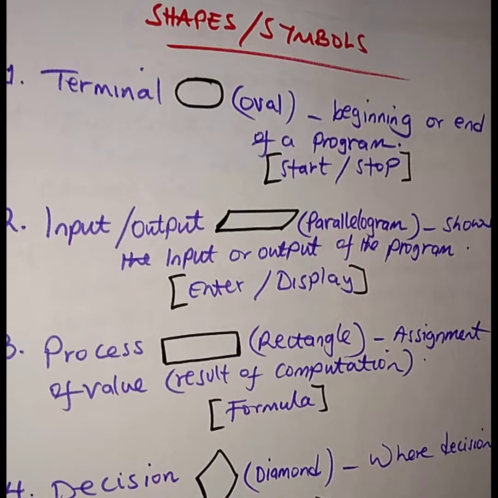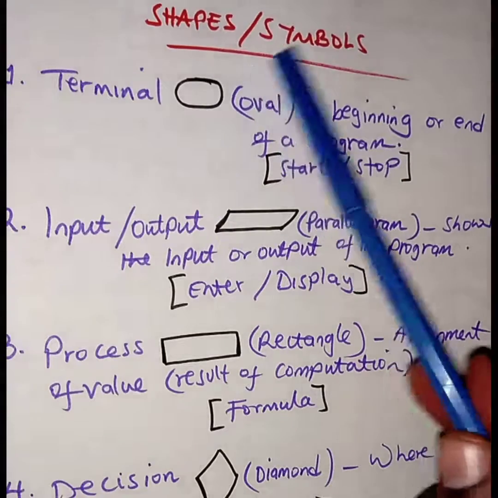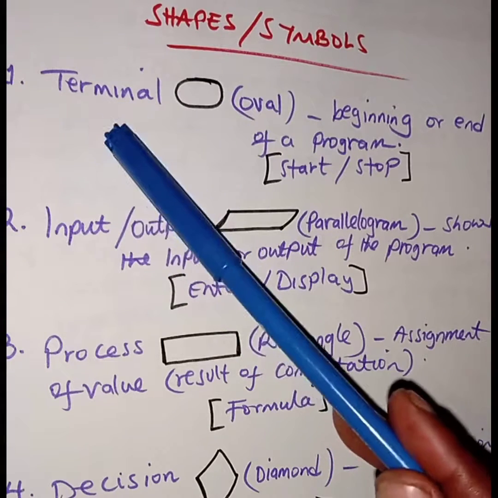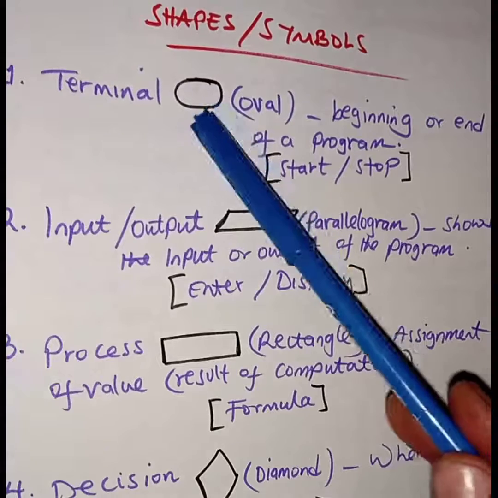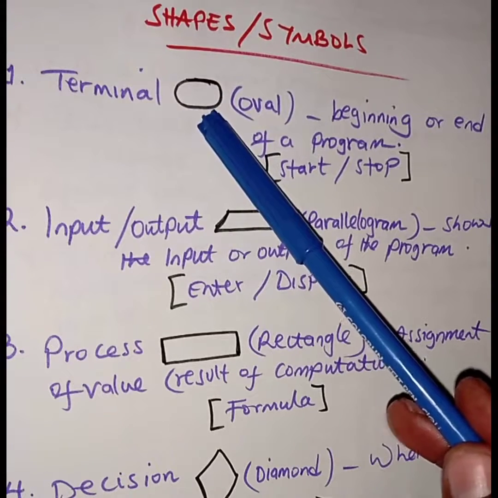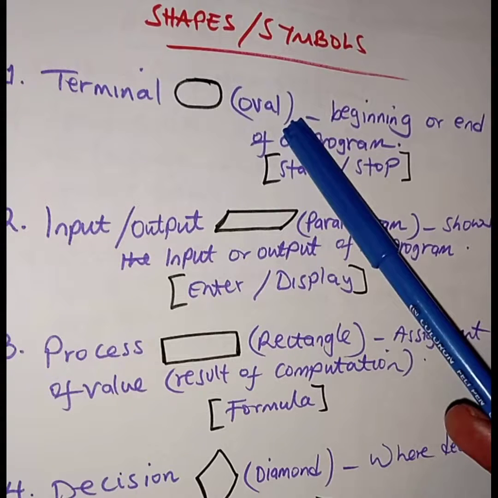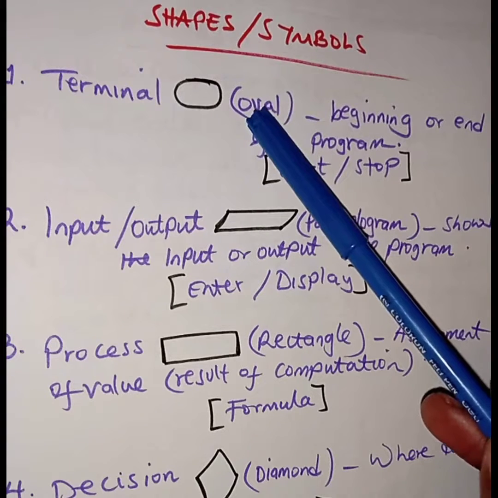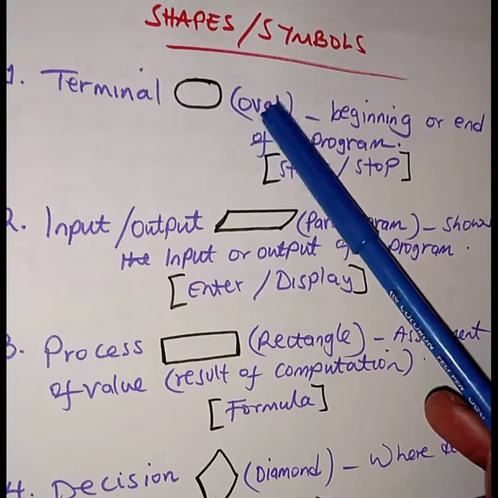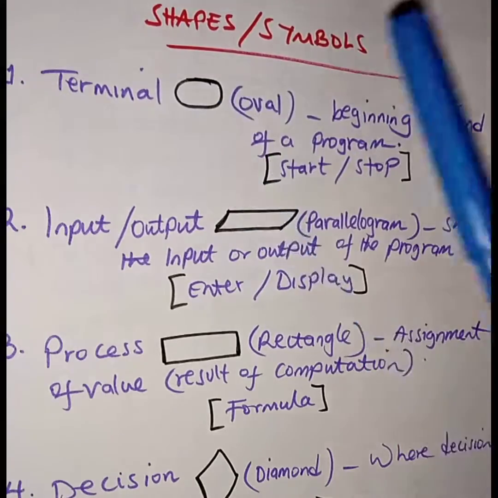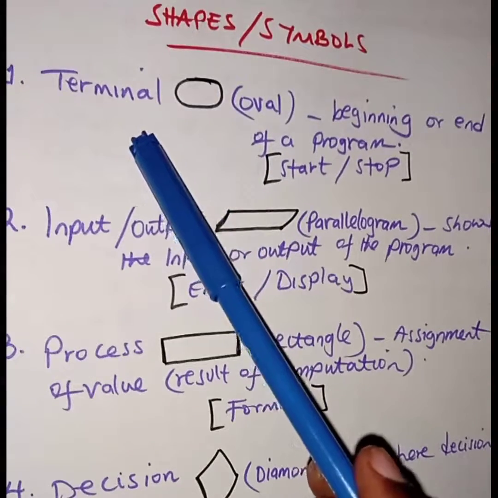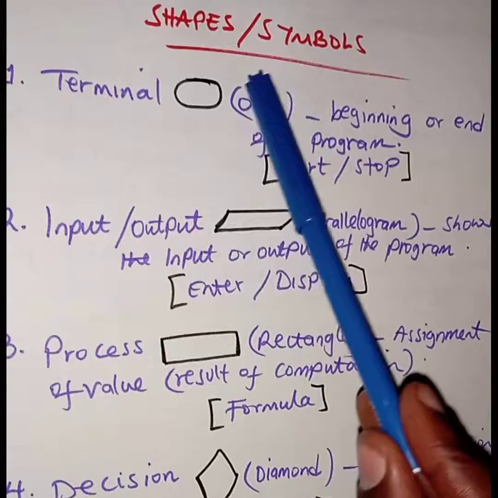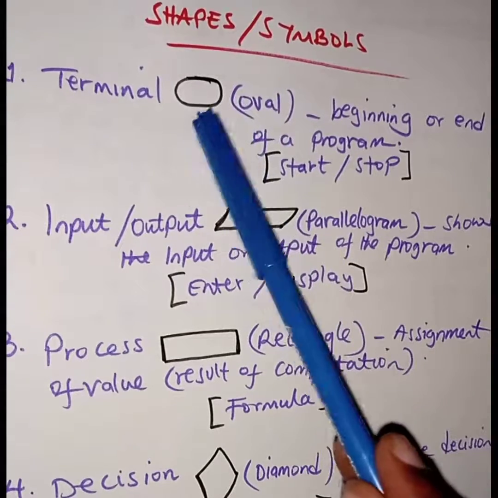Next, we have shapes and symbols that we use when drawing a flowchart. We have the first one. It is called a terminal. A terminal, this is how it looks like. For you to remember easily, remember it in an oval way. It's oval in shape, representing terminal. But the algorithm term is terminal and not oval. This one was put so that you can easily remember how the shapes look like.